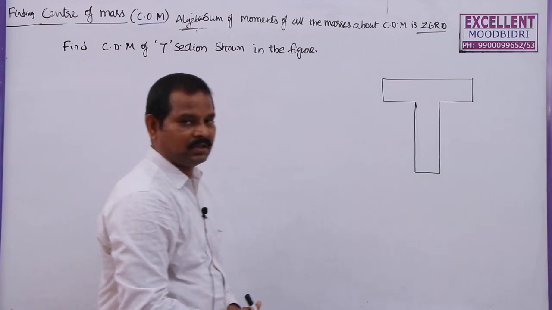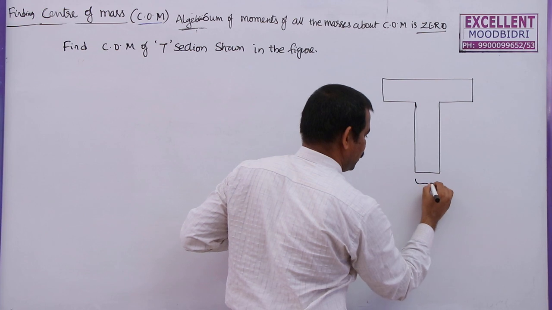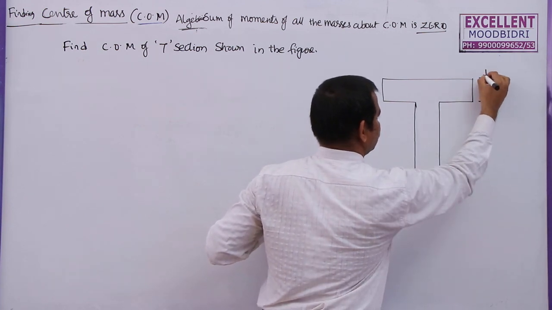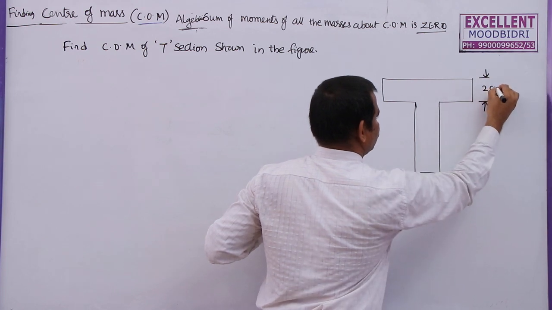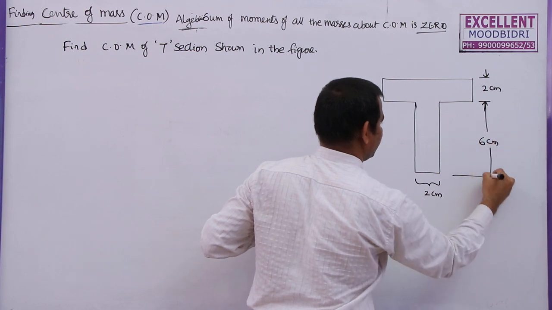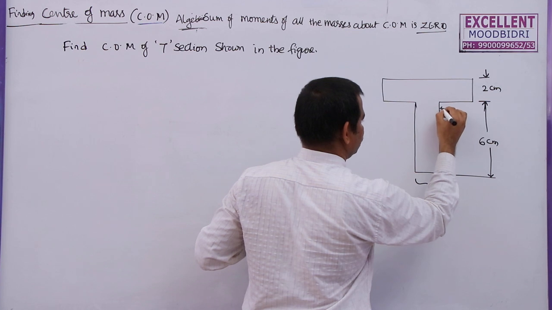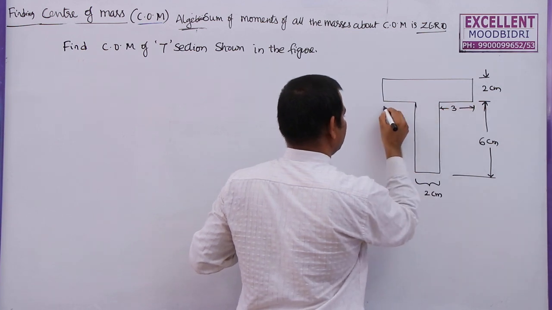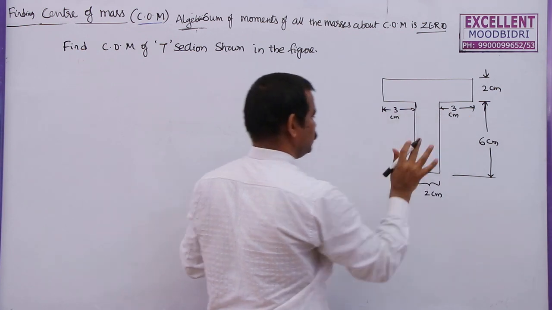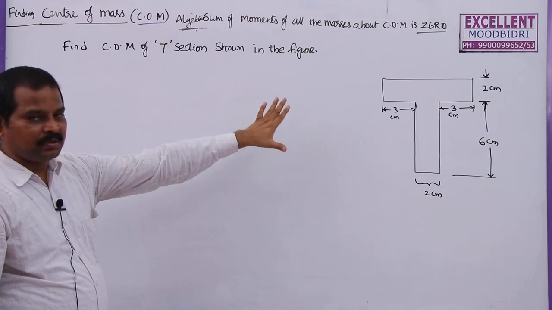So this is the given T section. So this is a T-shaped plate. Let the width of this one be 2 centimeters, and this is also given as 2 centimeters, and this height here is given as 6 centimeters, and as it is 2, total 8. So this will be 3. This is also 3 centimeters. So these are the values. Here only the dimensions of the T section are given.